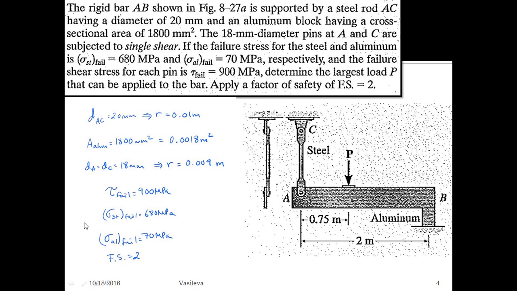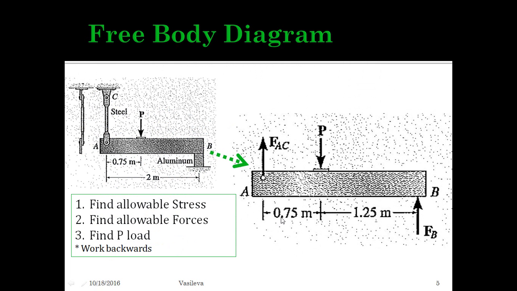So here we go. This is all the information that we have. So I drew out a free body diagram. I have the P load, which I'm trying to find, some unknown FAC reaction force caused by this rod, and some unknown FB force caused by the aluminum block.